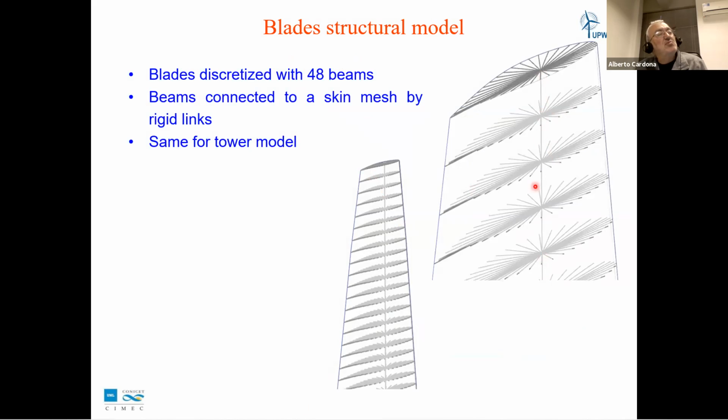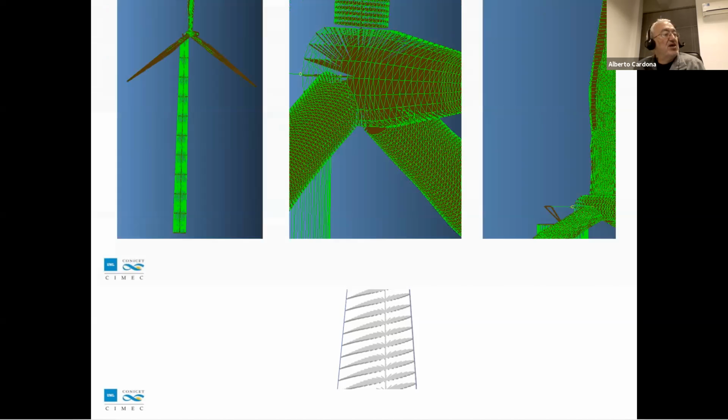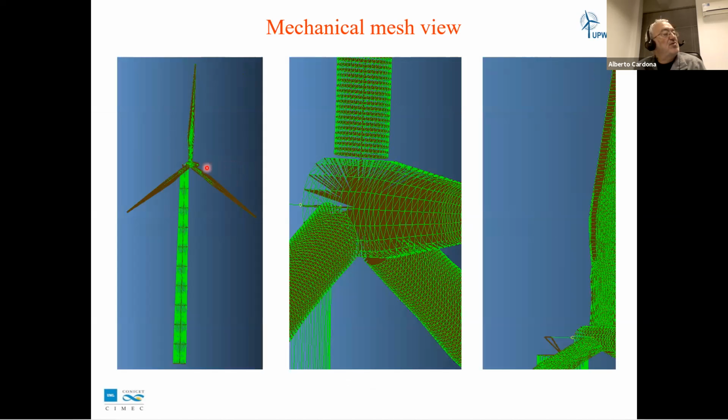We have a flexible beam here, rigid bodies supporting an external mesh, which is only used to translate pressures and forces to the structural beam. The tower is modeled in the same way. This is another view of the mechanical mesh on different parts: tower, hub, blades. Here's the hub.